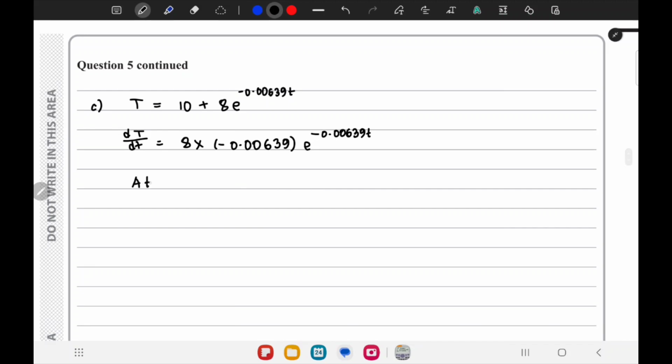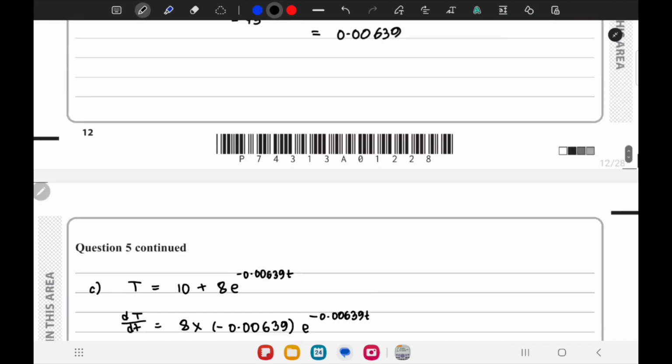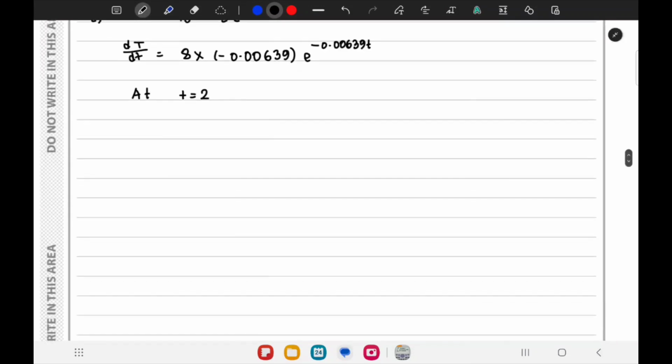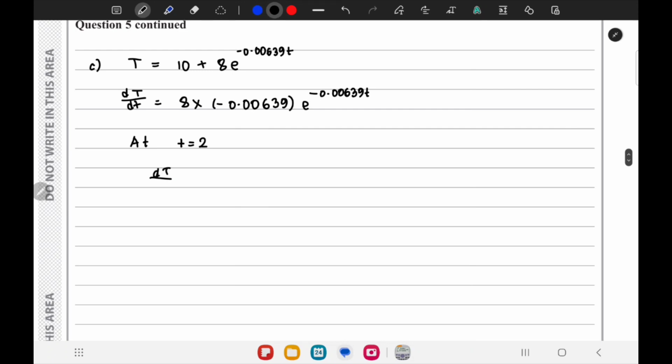where at t equals 2, the small t, time being 2 minutes, we have to find the rate of change. So dT by dt will be 8 times minus 0.00639 times e to the power minus 0.00639 times 2, which, if we calculate this, we'll get minus 0.0505 degrees Celsius per minute.